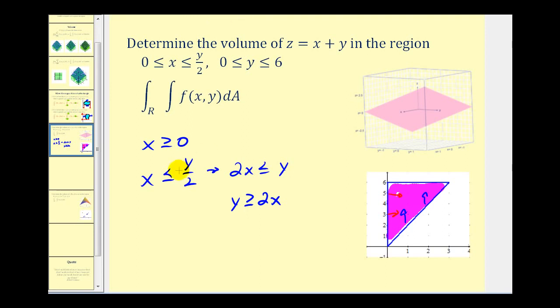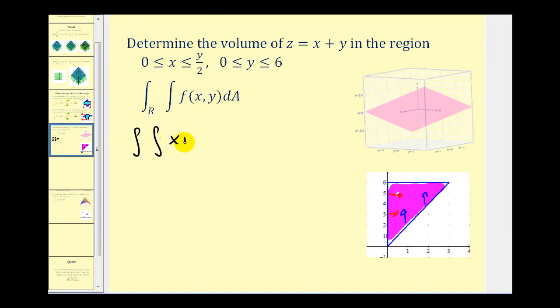Now that we have our region of integration, let's go ahead and set up our double integral. And since the interval for x is given in terms of y, we'll have to integrate with respect to x first. So f of x, y would be x plus y. Integrate with respect to x first, and then y. So for the limits of integration for x, we'll have from 0 to y over 2. And then for y, it'll be from 0 to 6. And so we mentioned this before. If we integrate with respect to x, the limits of integration would be in terms of y.